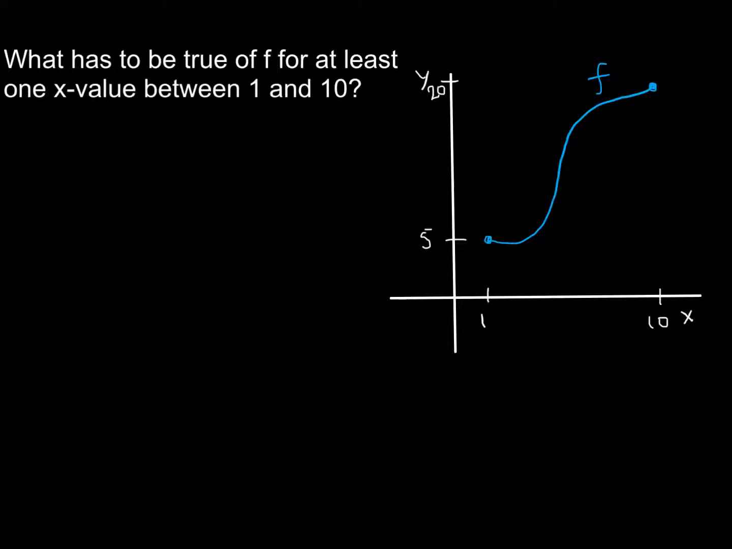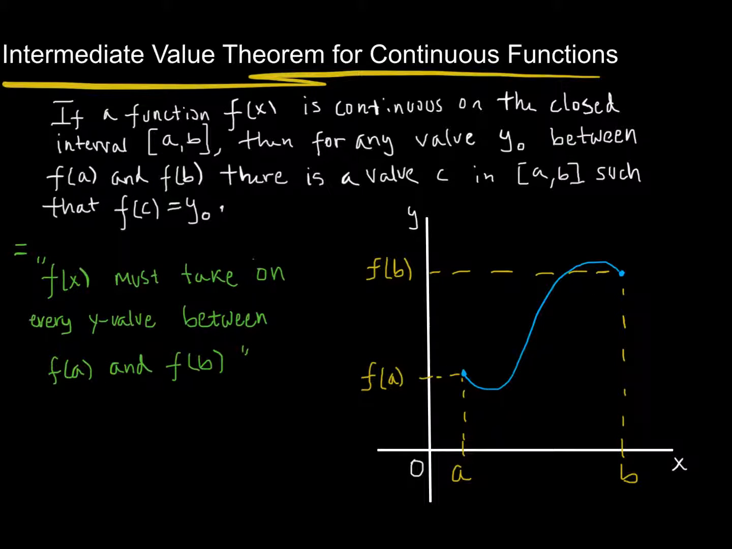And so this is what's called the intermediate value theorem. Let's now define it more rigorously without these specific values of 1 and 10 and 5 and 20. Alright, the intermediate value theorem for continuous functions. Notice, continuous functions. This isn't true of discontinuous piecewise functions.